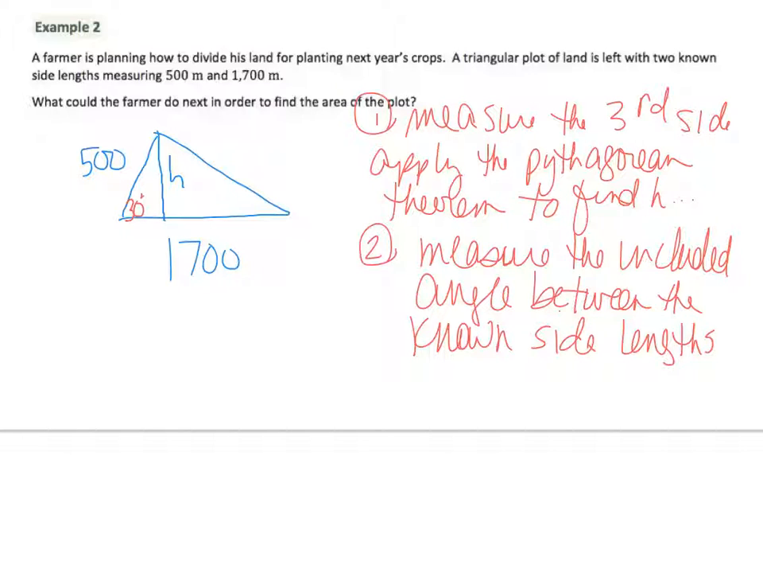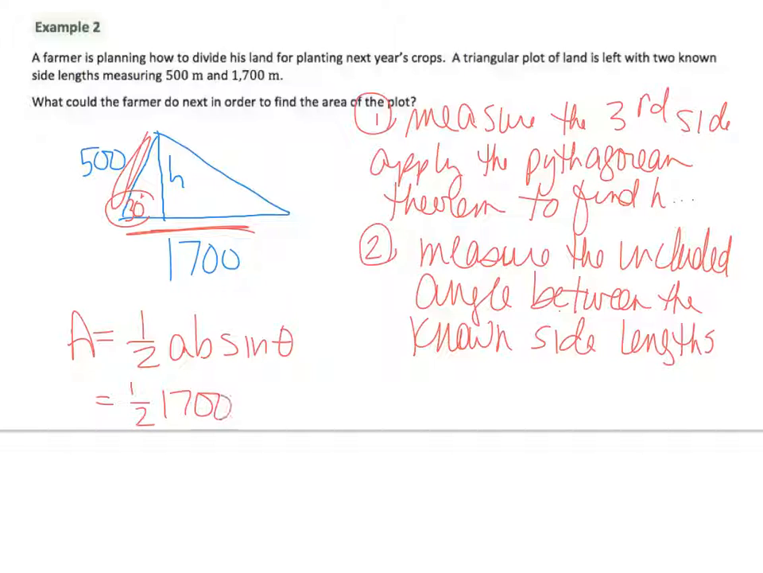So we just said that area equals 1/2 AB sine theta. Well, I've got A and B and theta. So 1/2 times 1700 times 500 times sine of 30. Okay, get out your handy dandy calculator, start typing. 1/2 times 1700 times 500 times sine 30.